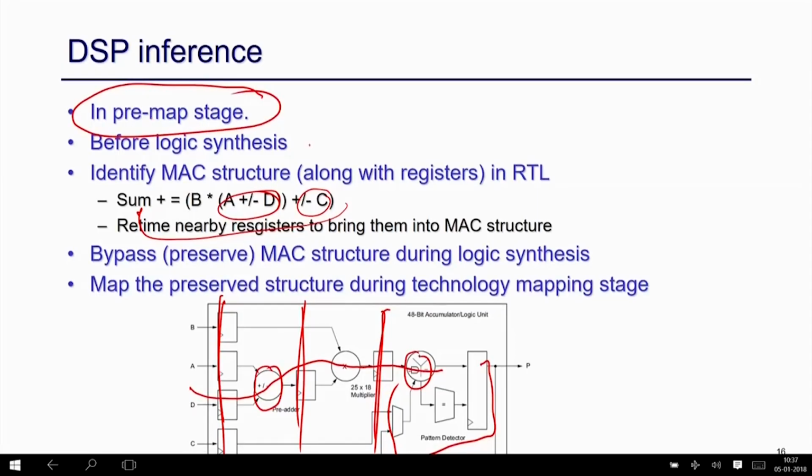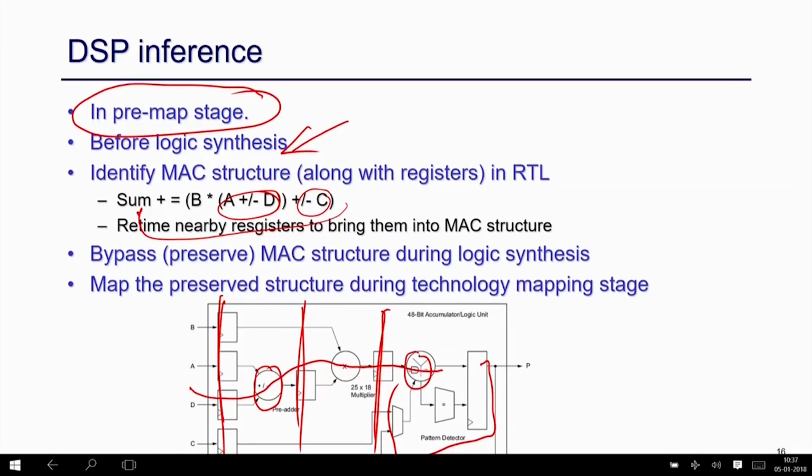So, before logic synthesis we have to identify this MAC structure efficiently, and then you have to preserve those structures, so that logic synthesis bypasses them. They should not map those adder and multiplier structures into gates, into a gate-level design, otherwise we are not able to map those things into DSPs. So, the idea is that we identify those MAC structures before logic synthesis and preserve them. You inform logic synthesis that it should not do any kind of synthesis in this part of the design, and then during technology mapping you just map those circuits into DSPs. This is the overall flow.